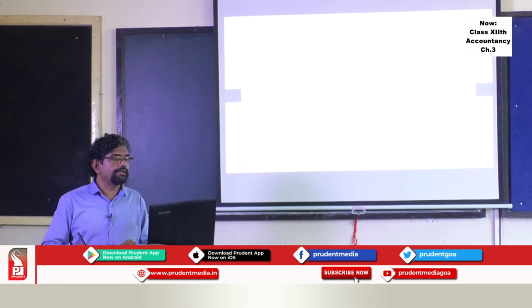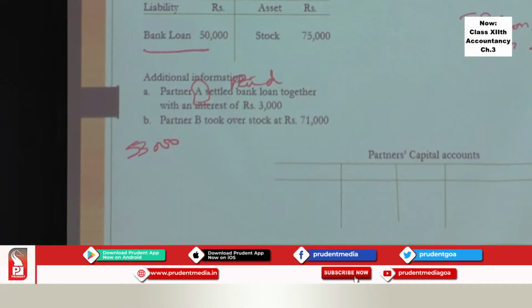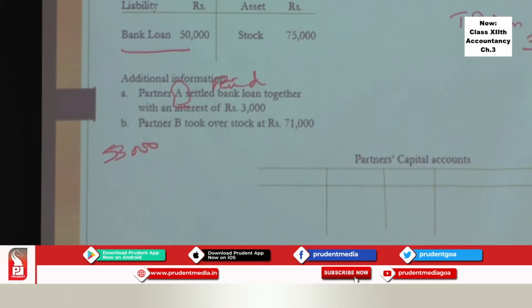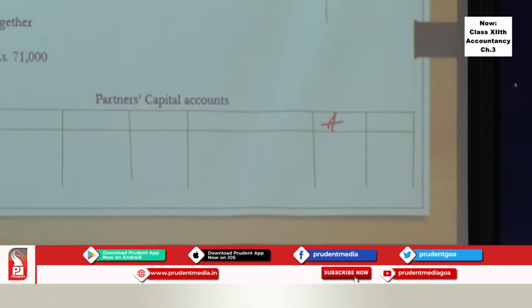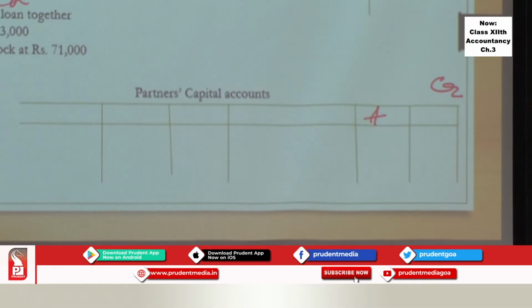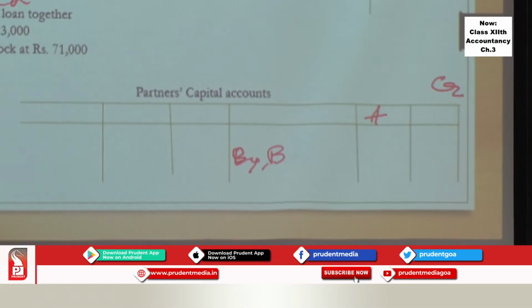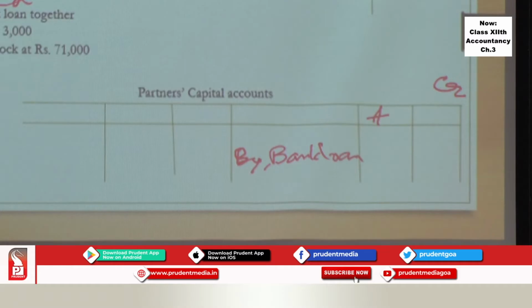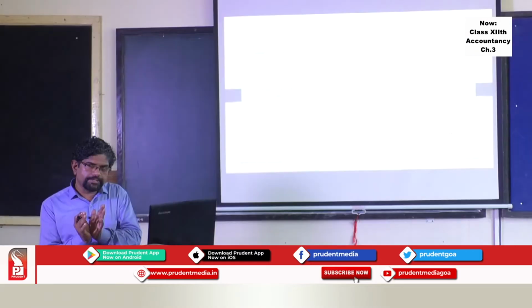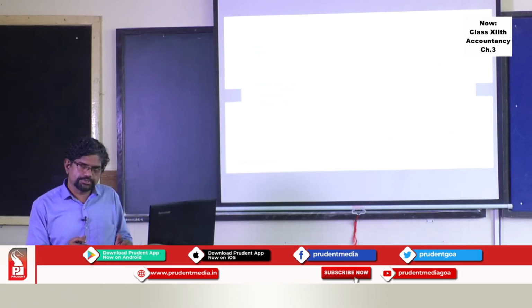Settled means paid by partner A. So partner A is the giver. We have to credit the giver. So it will appear in the capital account of partner A on the credit side. On the credit side you will write, yes, he has settled the bank loan. So you are going to write bank loan in A's column, 53,000 rupees.